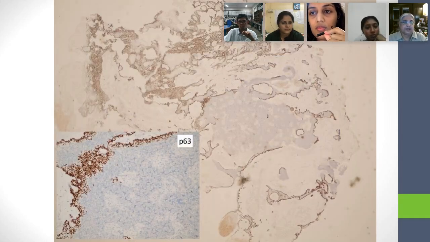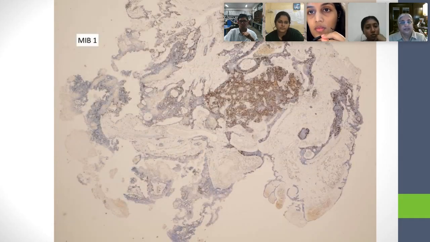Here you can see P63. All ameloblastomas will also express P63, but you see almost complete absence of P63, and I've shown you a high power of that area in the malignant part.